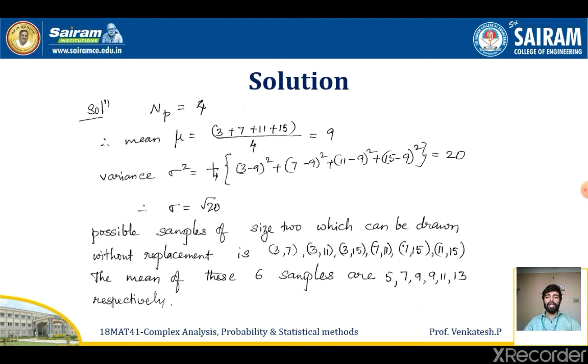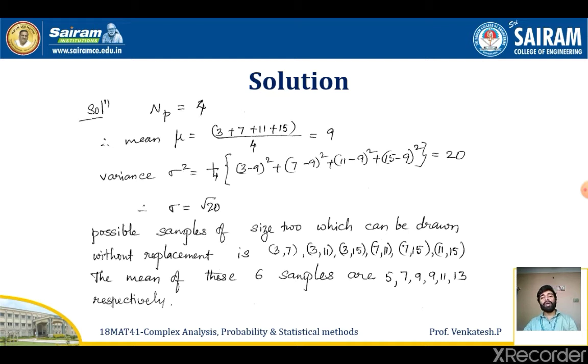First I am going to estimate the mean of the given population. The population size capital N is 4. To find the value of mu, I add all the individuals and divide by the population size. So it is 3 plus 7 plus 11 plus 15 divided by 4, which is equal to 9. Next is the variance.